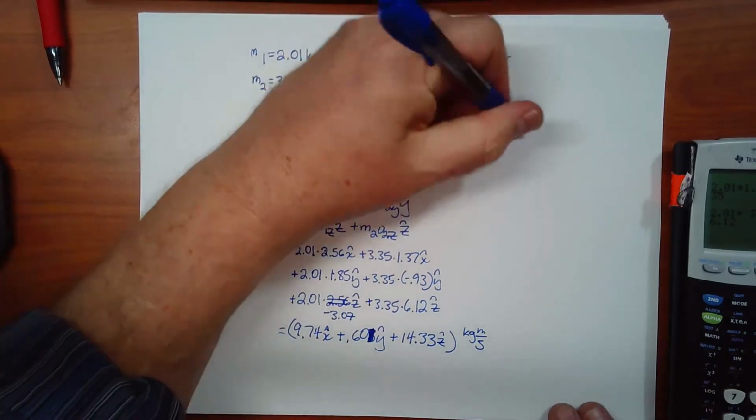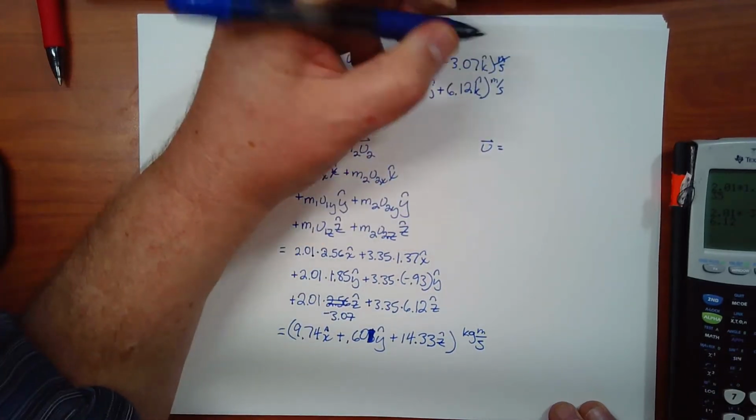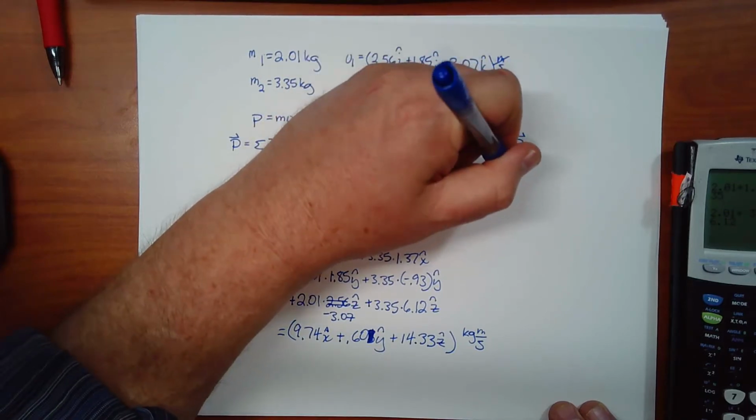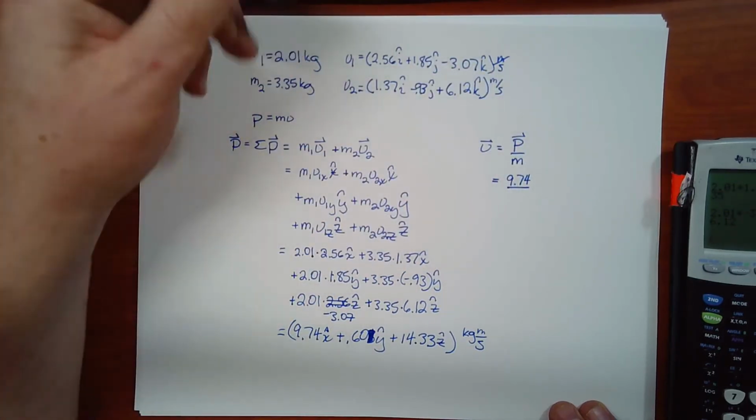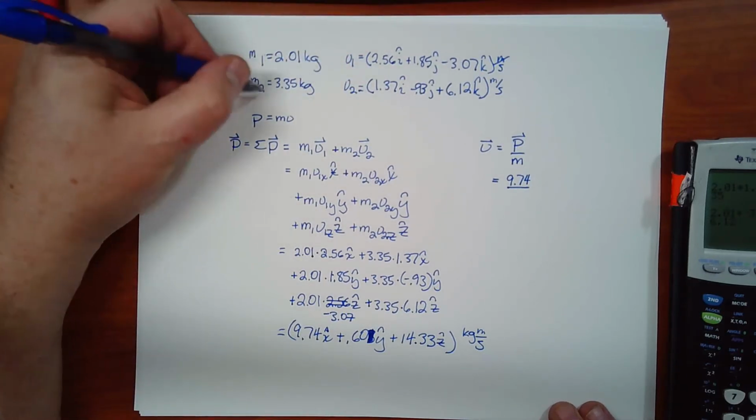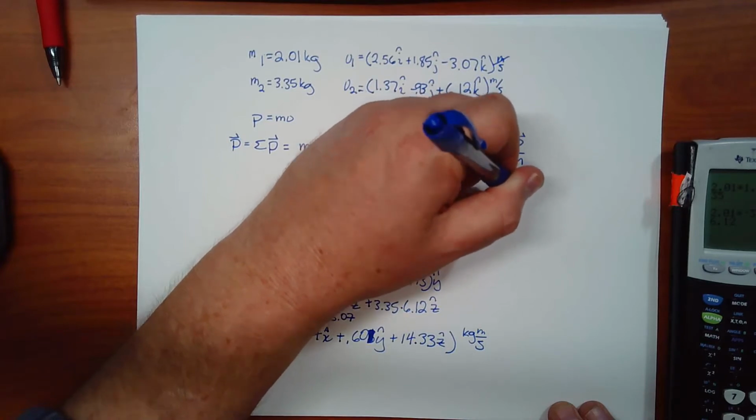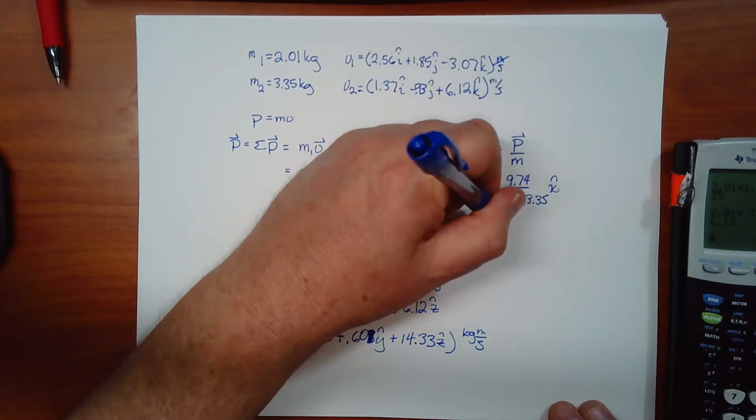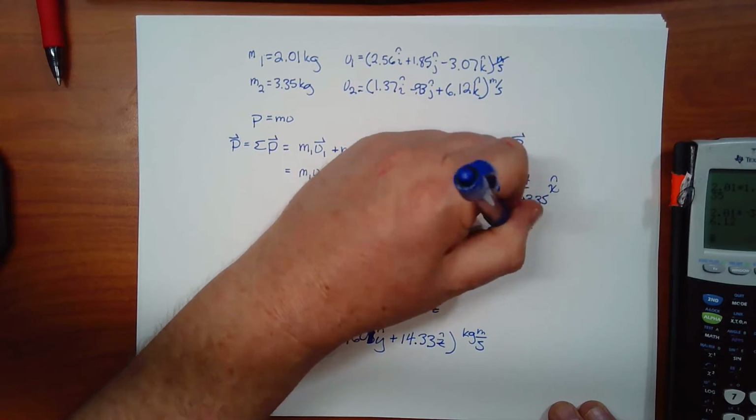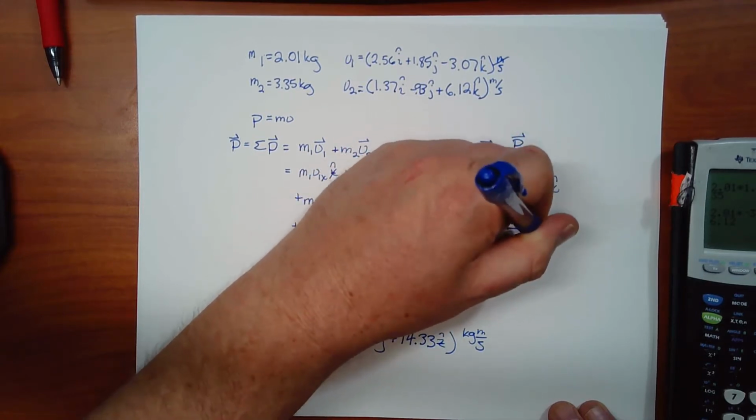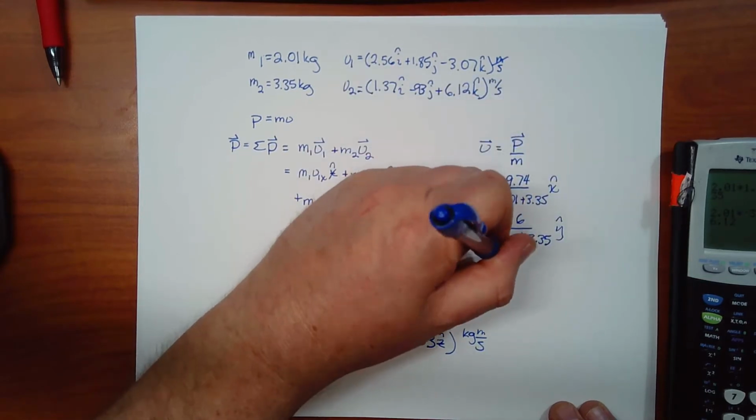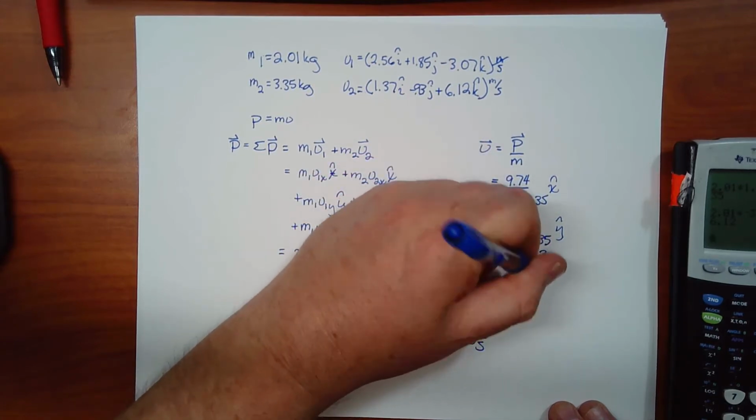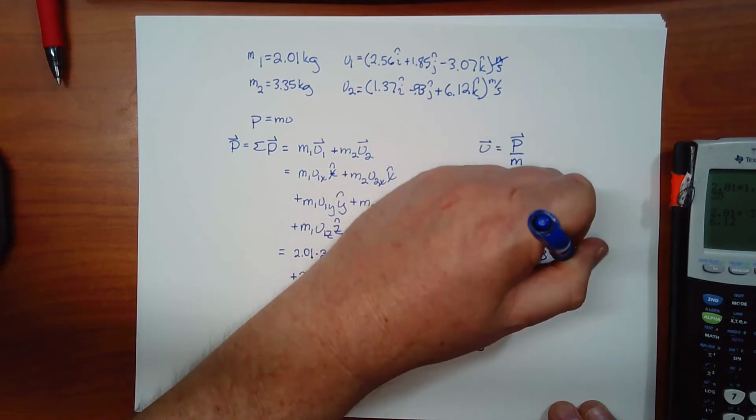What you do, to get the velocity vector back, is you take the momenta vector and you divide by the mass. So it'll be 9.74 divided by, and this mass is the combined mass, M1 plus M2, so 2.01 plus 3.35 x hat plus 0.6 over 2.01 plus 3.35 y hat plus 14.33 over 2.01 plus 3.35 z hat.